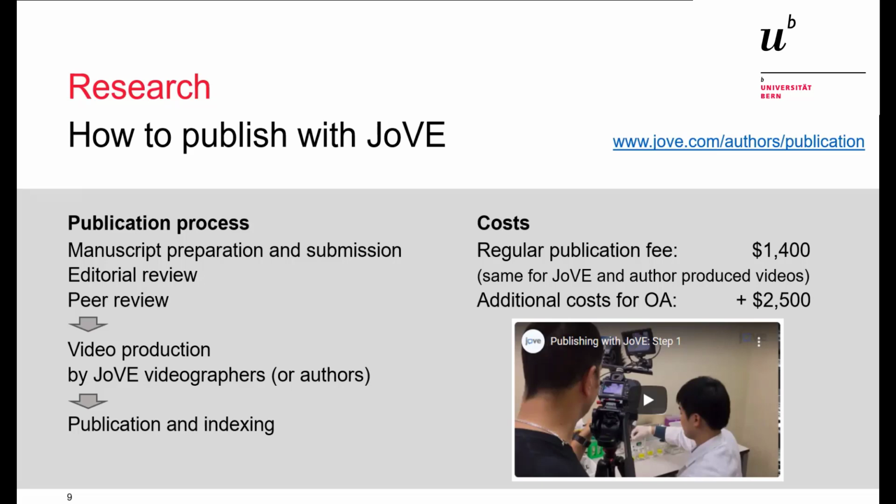On the right, you see that there are costs associated with publishing with JoVE. It's about $1,400 for each article. And it's the same whether you publish with a JoVE videographer or whether you produce the video yourself. And for open access, there is another fee, an additional $2,500 US.